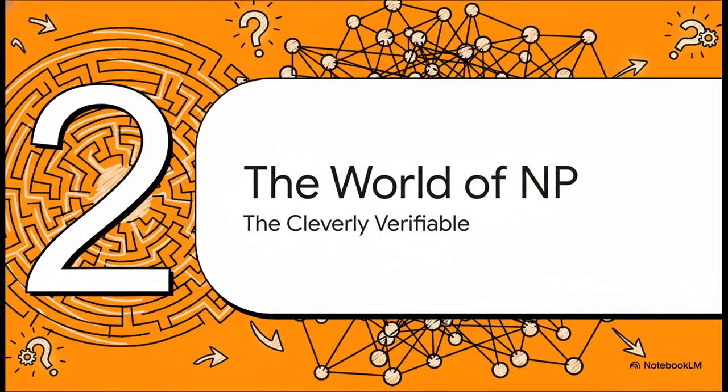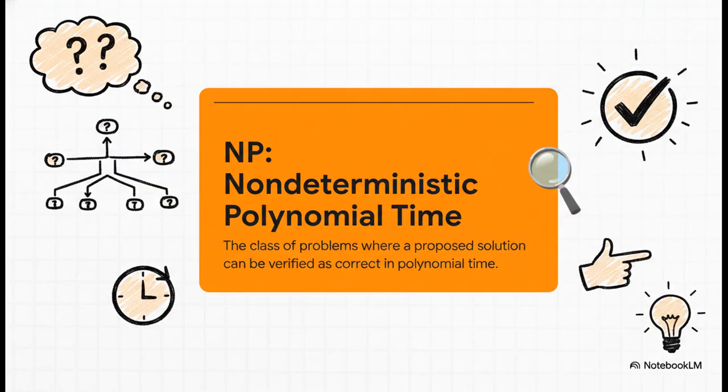Okay, now let's take a step up into a much larger and honestly more mysterious landscape. This is the world of NP. NP stands for non-deterministic polynomial time, which again sounds super complex, but the core idea is actually really simple. It's the group of problems where if someone just hands you a possible solution, you can check if it's correct, and you can do that check very quickly. So notice the big shift here. We're not talking about finding a solution anymore, but just verifying one.